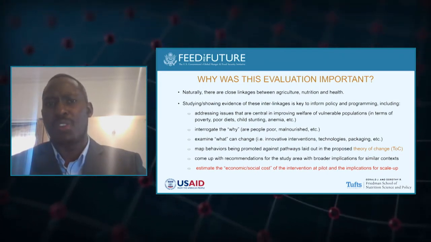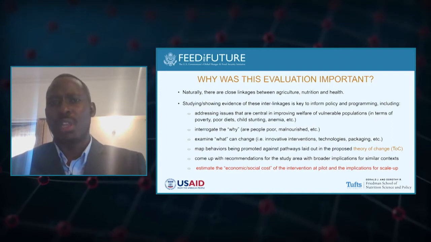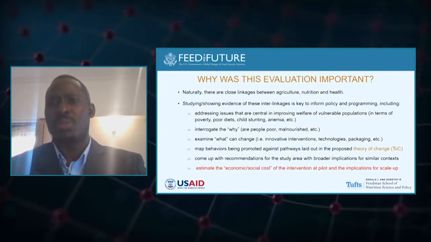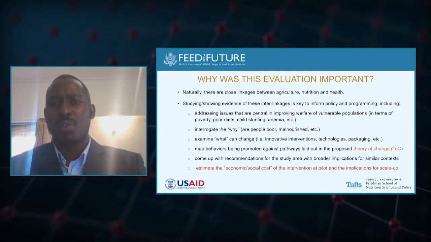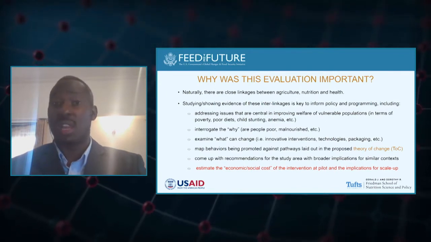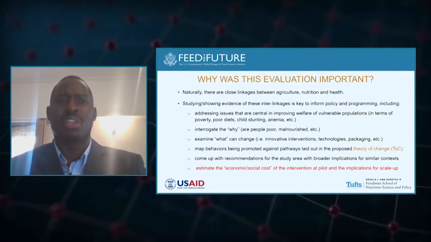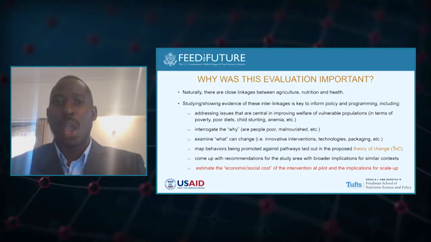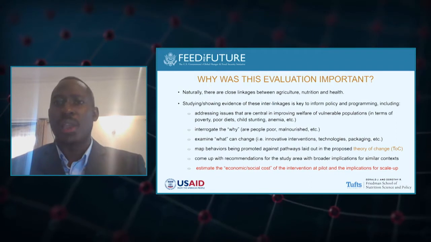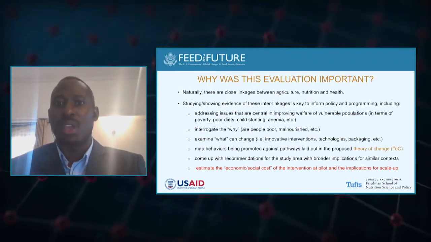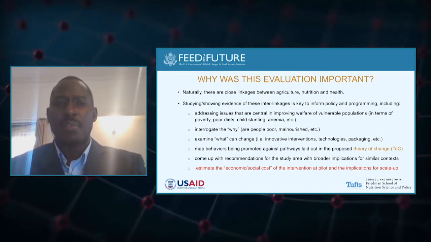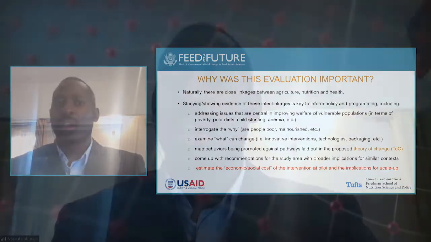And why would this be important? Because then we are able to address certain issues that are central in improving the welfare of, most especially, the vulnerable populations. That would include issues like poverty, poor diets, child stunting, anemia, among so many others. We also wanted to interrogate the why question. Why are people poor and why are some malnourished? And why would a man beat his wife, and issues to do with domestic violence? What really drives that?